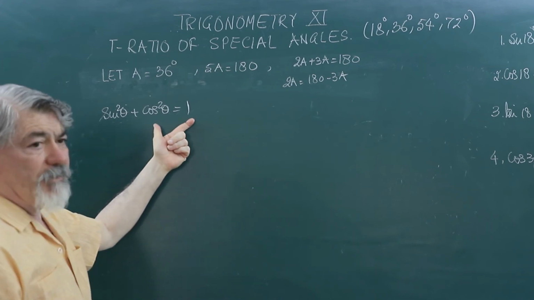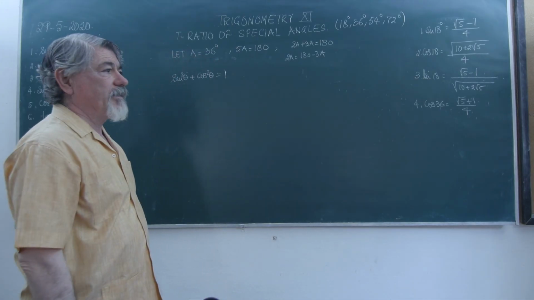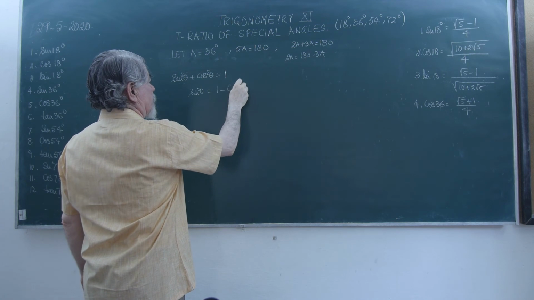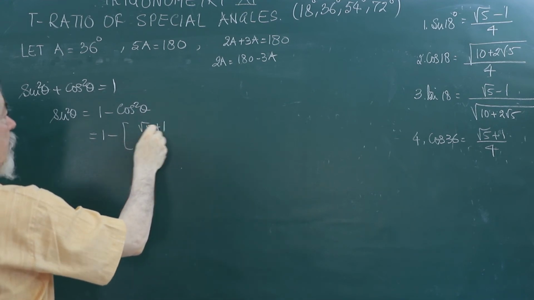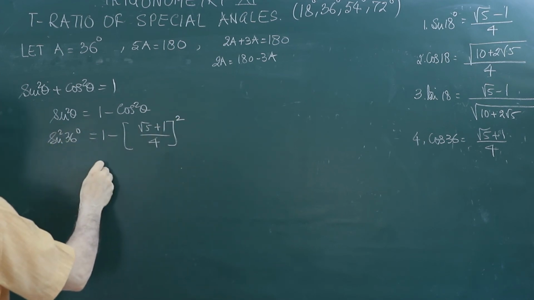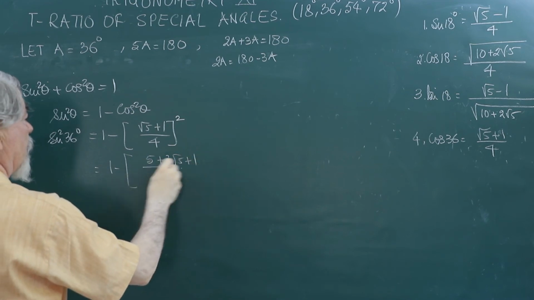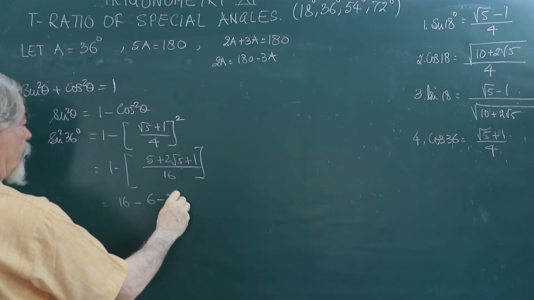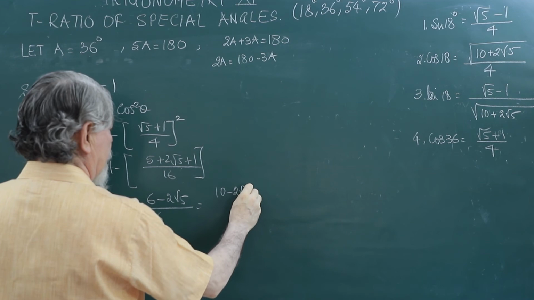We'll use again sine square theta plus cos square theta is equal to 1, because I already have the value of cos 36. I will calculate the value of sine 36 using this. Sine square theta will be 1 minus cos square theta. So 1 minus the value of cos 36, which is root 5 plus 1 upon 4, squared. This is sine square 36. It will come out to be 1 minus 5 plus 2 root 5 plus 1 upon 16. It will be 16 minus 6 minus 2 root 5 upon 16. It will come out to be 10 minus 2 root 5 upon 16.